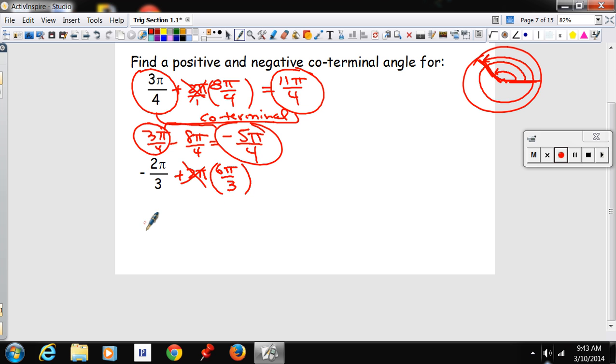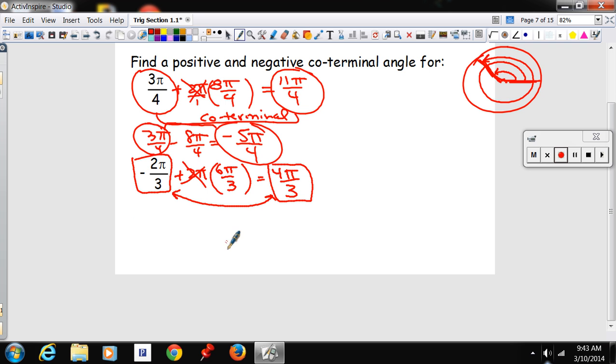So I can get rid of that now. What's negative 2 pi over 3 plus 6 pi over 3? That's going to be a positive 4 pi over 3. That's your positive coterminal angle. These two are coterminal angles. They're the same position angles. They look exactly the same. They'll start and they'll end in the exact same position, but one will have a different rotation.